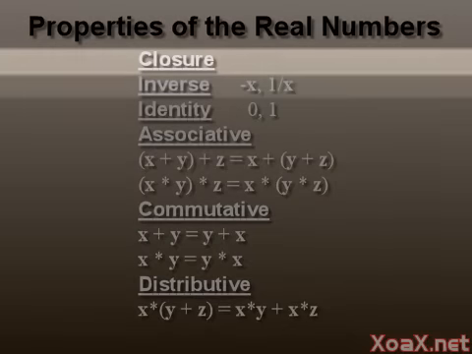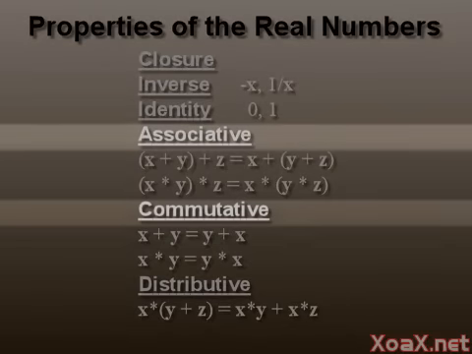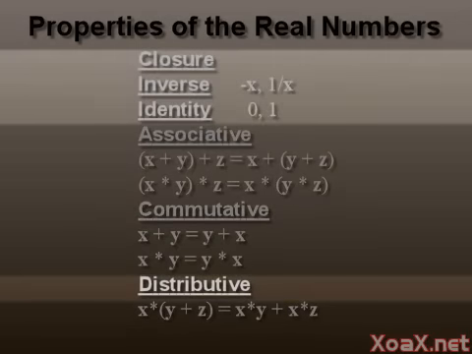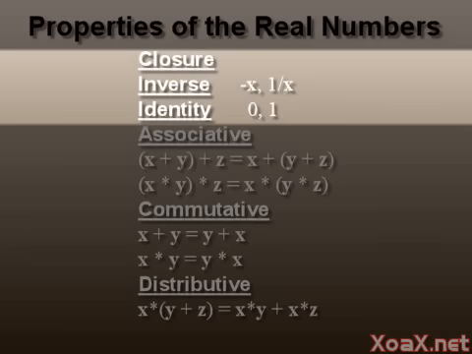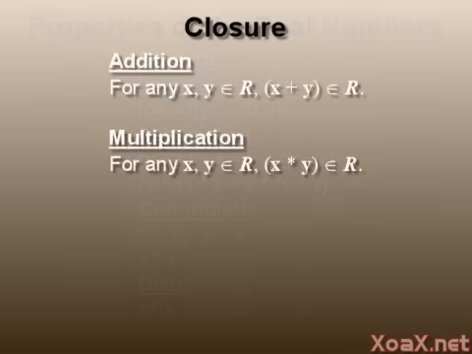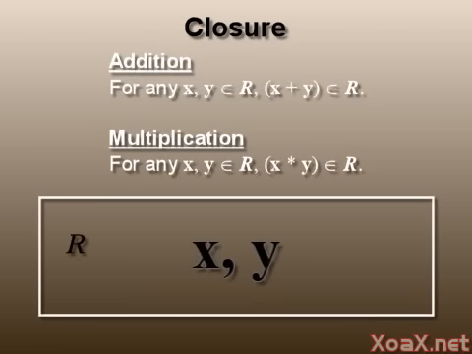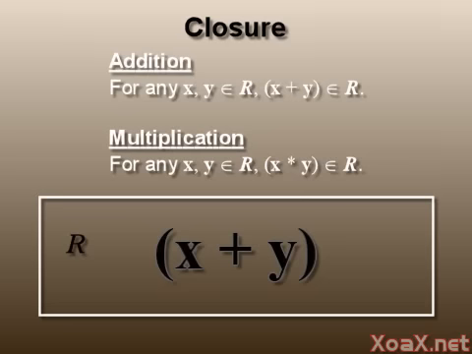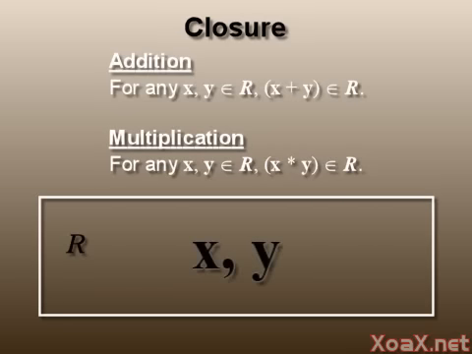The properties are closure, inverse, identity, associative, commutative, and distributive. We saw the first three properties in our previous lesson, but we will give the definition of each of them here. First, we have closure under addition and multiplication. Under addition, this means that for any real numbers x and y, their sum is also a real number. For example, if we take x and y to be the real numbers 3 and 4, and add them, the result is 7, which is a real number.